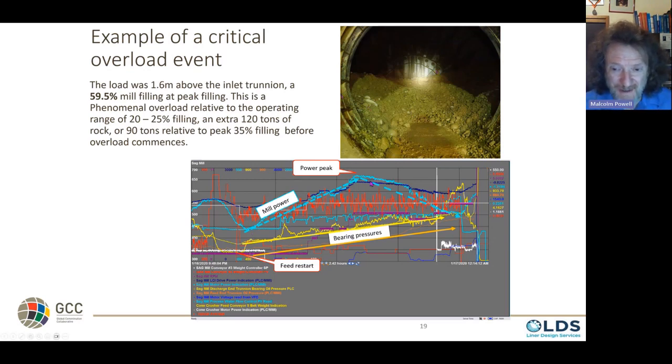But I've heard over the years more examples than people would admit of mills going into total overload. And I've just shown you 3 photographs of mills that I've been in, but not caused, let me tell you. I didn't cause that overload.